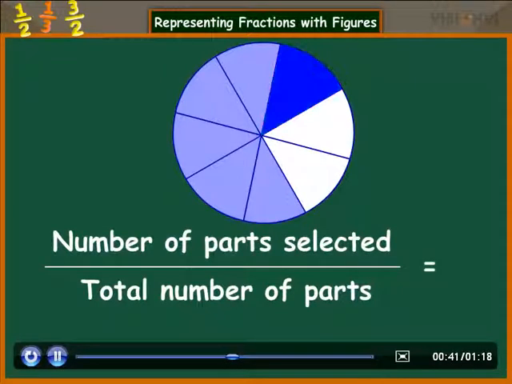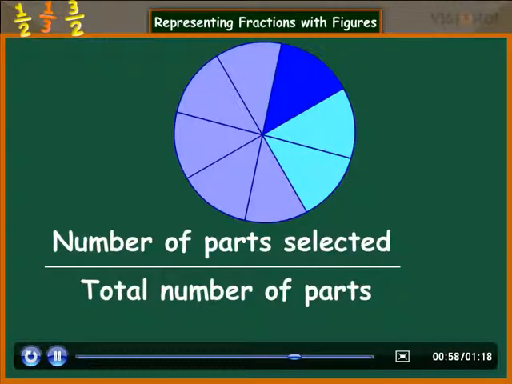So, for the blue color, the total number of parts is 8. So write 8 below the line. The number of selected parts is 1. So write 1 above the line. Therefore, the fraction is 1 upon 8.